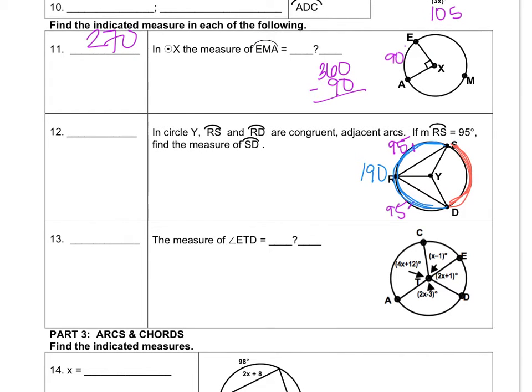It's a circle. So a circle is 360 degrees. We're going to subtract off 190, which is in blue. And if you do 360 minus 190, you're going to get 170. So SD, the missing part in red, is 170.